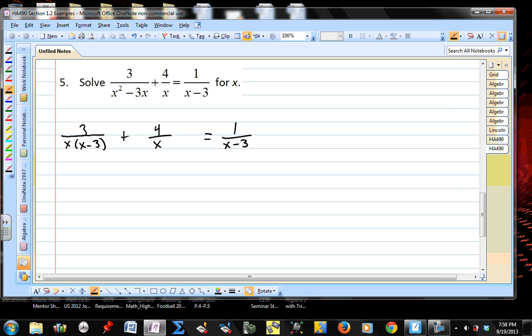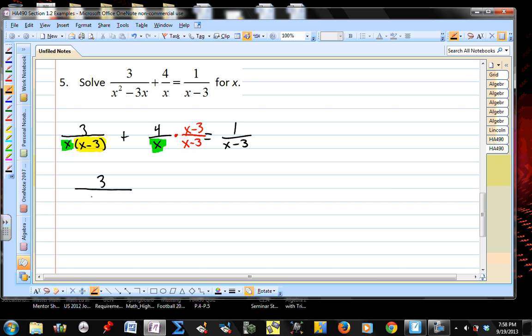Now, to get a common denominator on the left side, we need to notice a couple of things. You notice that there's an x in the denominator of each fraction on the left side. This is good. But what we have in one fraction is a factor of x minus 3 that's not in the other fraction. So we're going to get an x minus 3 in the denominator of the second fraction by multiplying by x minus 3 over x minus 3. Remember, anything divided by itself is 1. And multiplying by 1 won't change the value of our fraction. We're just going to make it look different.